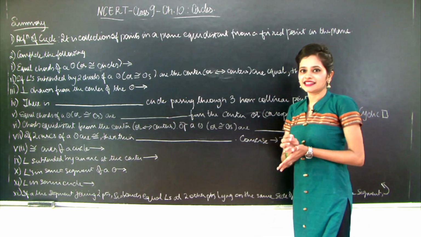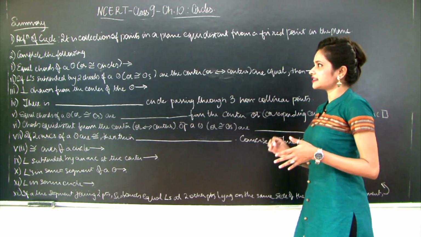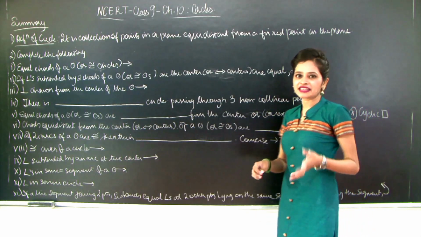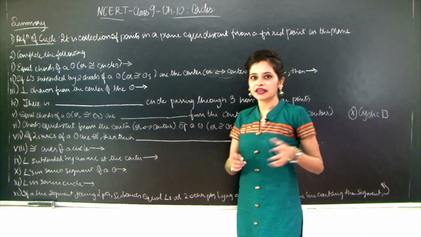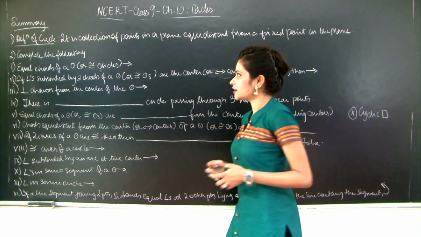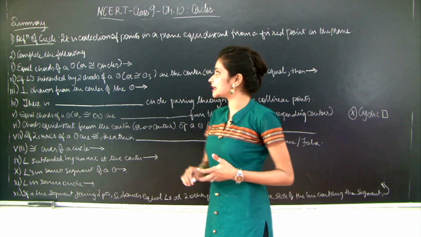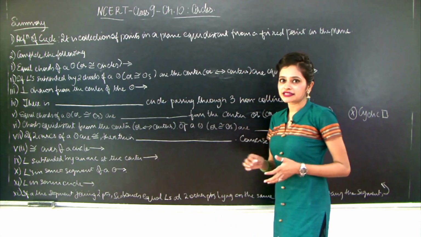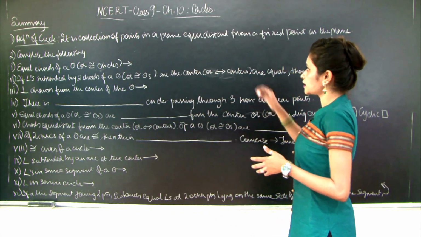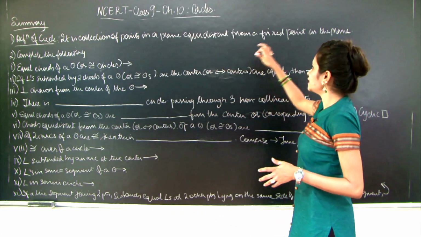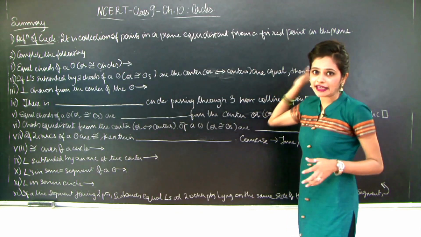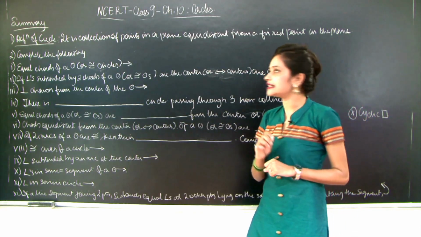So I'm ready. Let's read it out together, and if you have got it wrong or something is missing, then please compare it and make the corresponding revisions. So the definition of a circle is, it is a collection of points in a plane which is equidistant. These points in the plane are going to be equidistant from a fixed point on the plane, and this fixed point is known as the center.